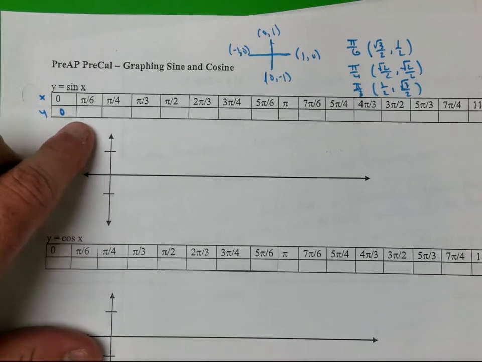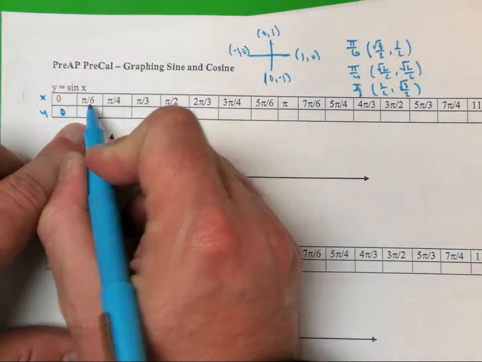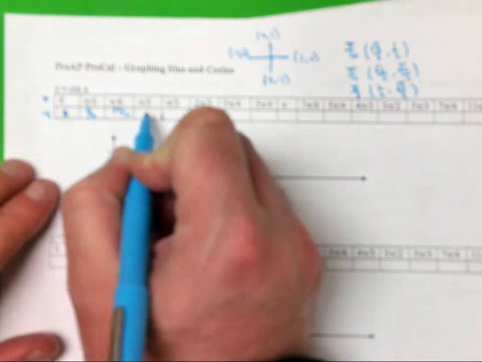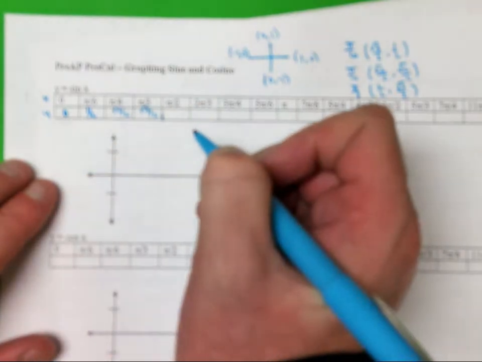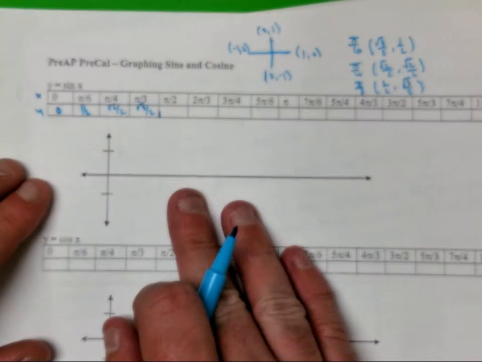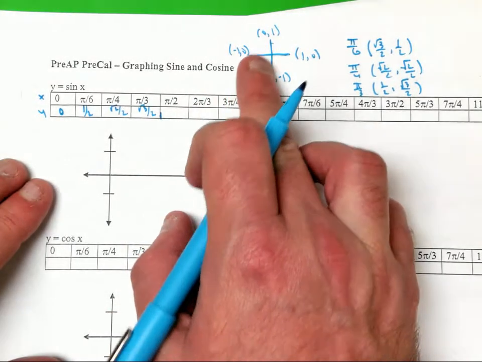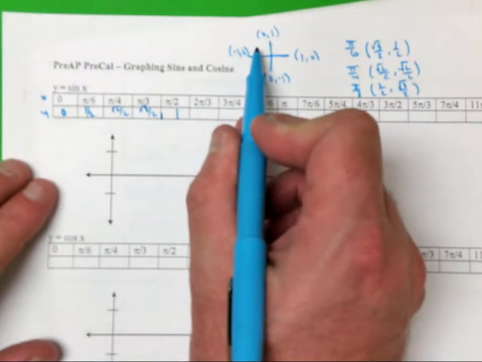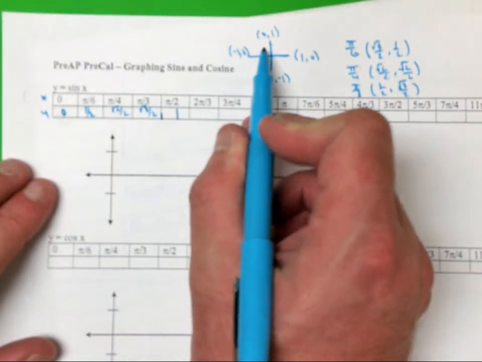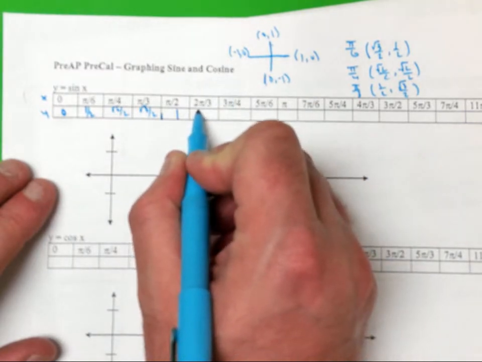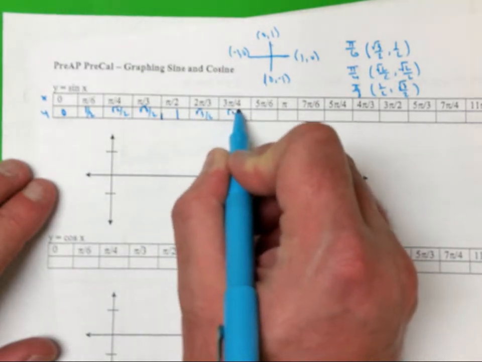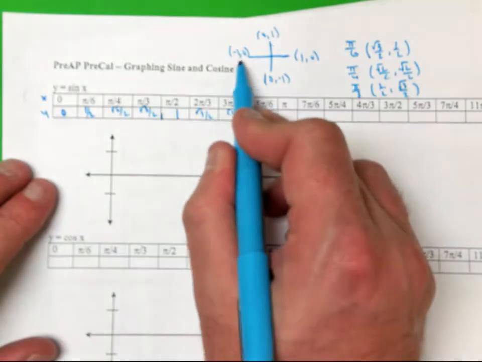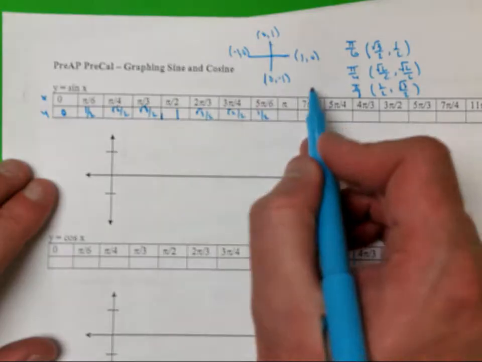Alright, pi over 6 is in quadrant 1. So here's quadrant 1. For pi over 6, you want the sine, that's 1/2. Square root of 2 over 2. Square root of 3 over 2. Pi over 2, that's here. That would be 1. 2 pi over 3 is in quadrant 2. In quadrant 2, your y's are positive, so that's going to be square root of 3 over 2, square root of 2 over 2, 1/2. Pi is right here. The sine of pi is 0.